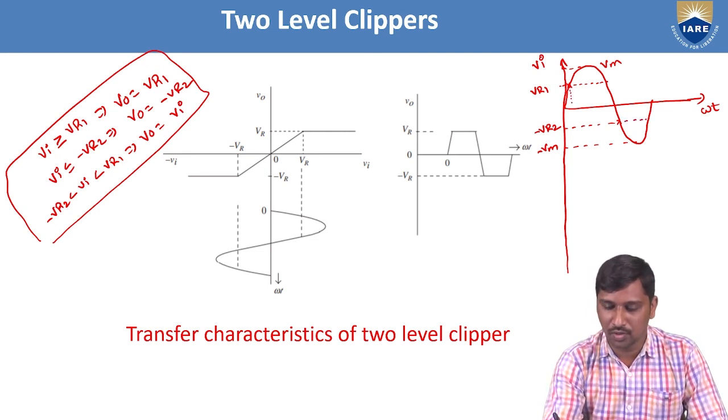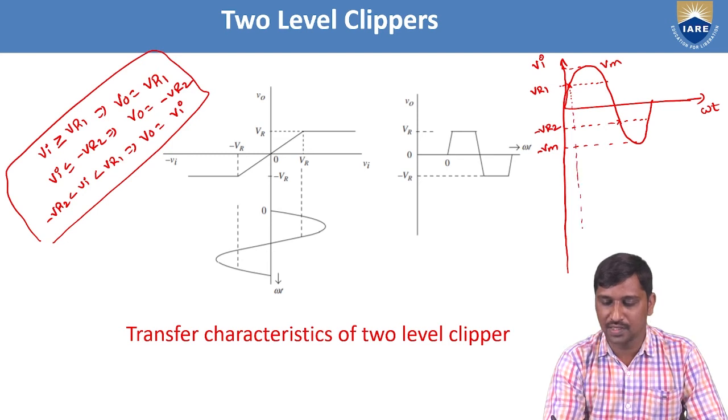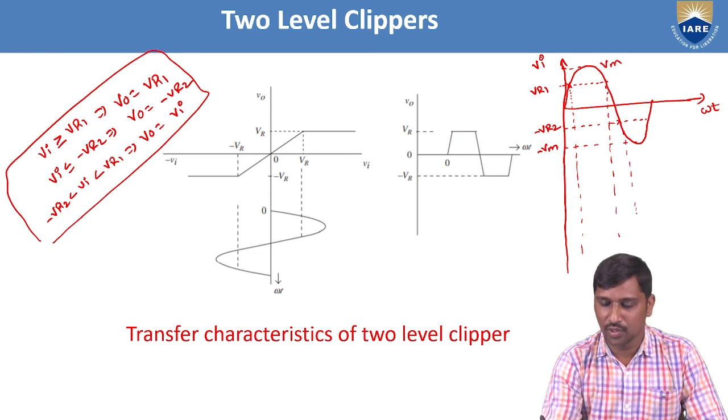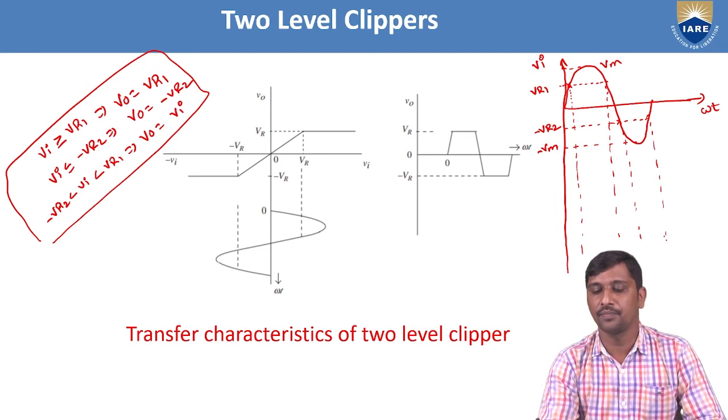Now, just draw these intersecting points here. This is an intersecting point, and this is an intersecting point. Again, this is an intersecting point, and this is an intersecting point here.